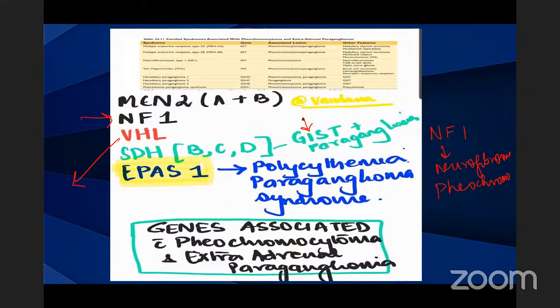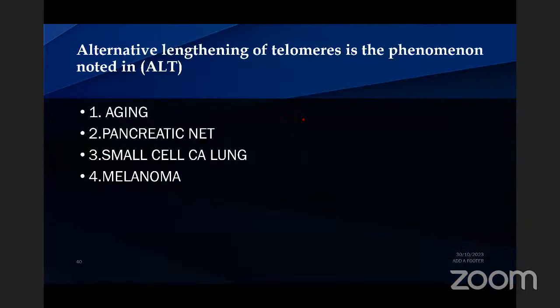So what are the other tumors associated with VHL? Remember, hemangioblastomas, renal cell carcinoma, and pheochromocytoma. So these are the tumors which you should remember. Apart from that, it is also associated with endolymphatic sac tumor and a lot of liver cysts. Right, guys? So this is a concept in the new edition of Robbins.